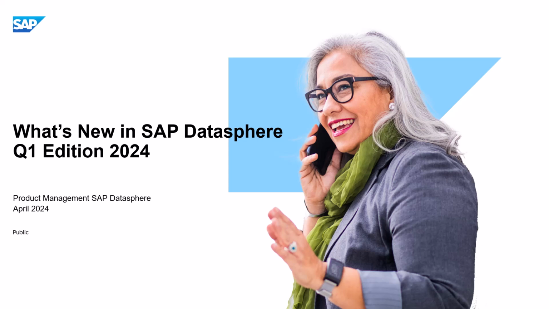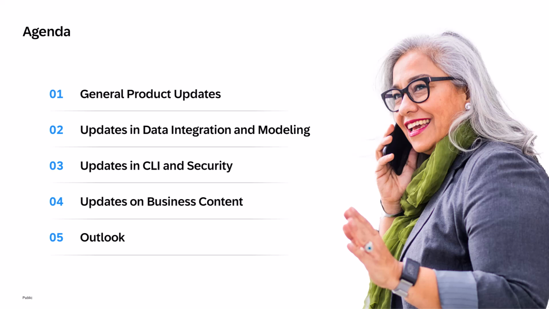So let's have a brief look at the agenda. First we will start like always with some general product updates we have to share, then updates in the data integration area as well as in the modeling area, and further updates in other areas of the system. And at the end we will give you an outlook on what to expect the next quarter or the next quarters for the product features to come.